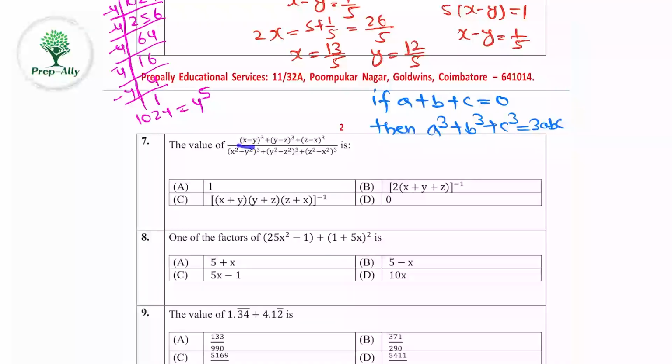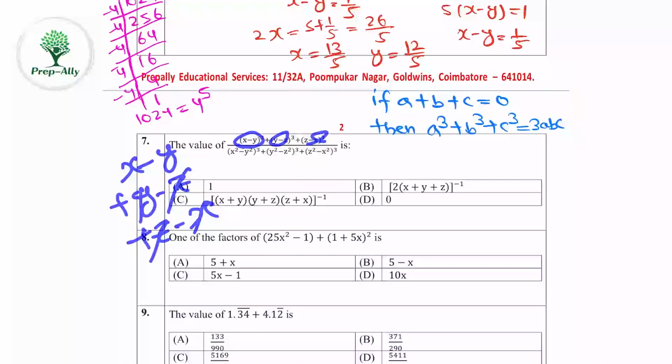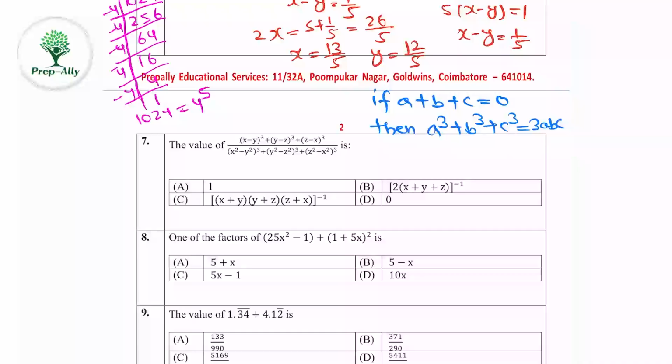So we can write (x minus y) cube plus (y minus z) cube plus (z minus x) cube. If you look at this, we can write x minus y plus y minus z plus z minus x. If I add these, this cancels out, this also cancels out. So a plus b plus c is 0. So we can write a cube plus b cube plus c cube as 3 times (x minus y)(y minus z)(z minus x).